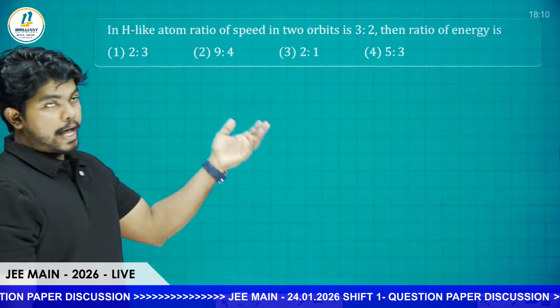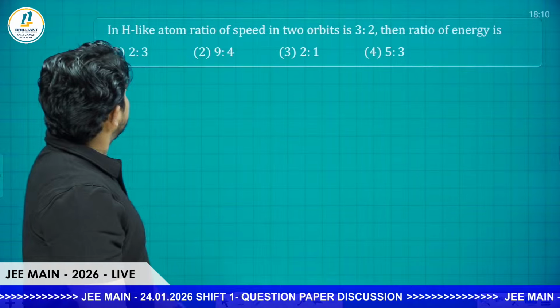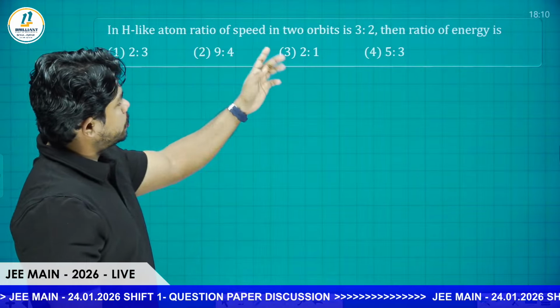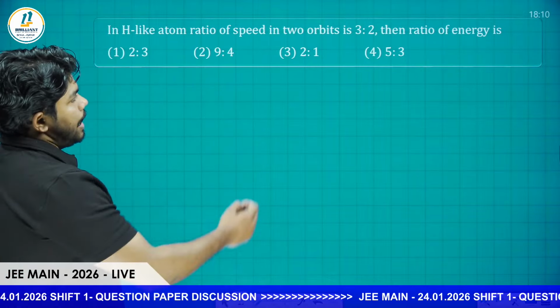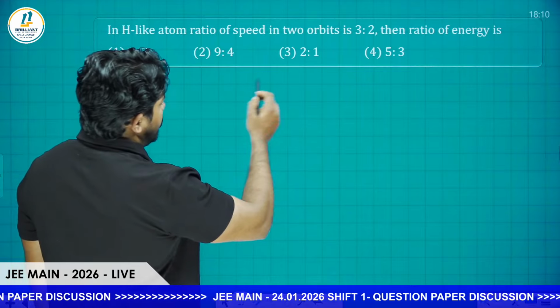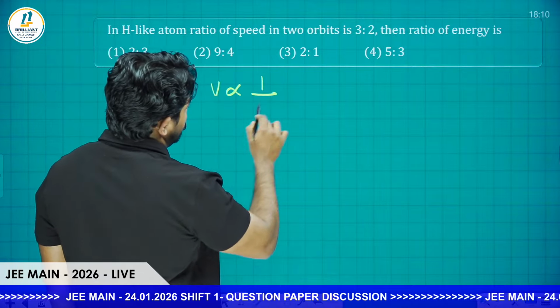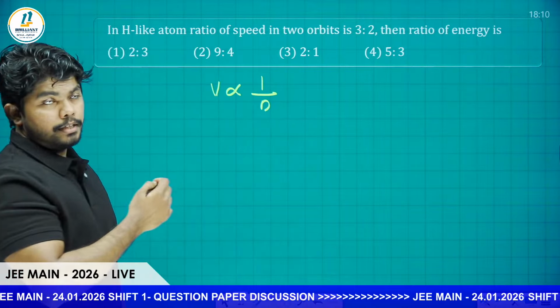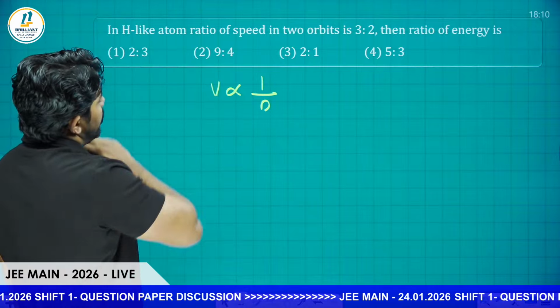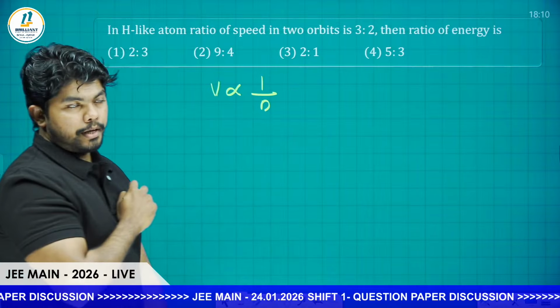This is from modern physics, atoms, where the speed of two orbits are given, right? For a hydrogen-like atom, the ratio of speed of two orbits is given, and we need to find the ratio of energy. So how can we connect them? The idea is the velocity is directly proportional to 1 by n. It's actually Z by n since it's hydrogen-like, but I am going to take it as v proportional to 1 by n.